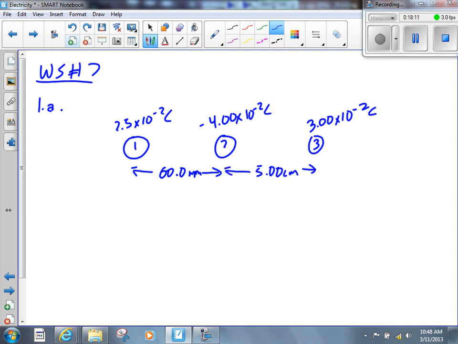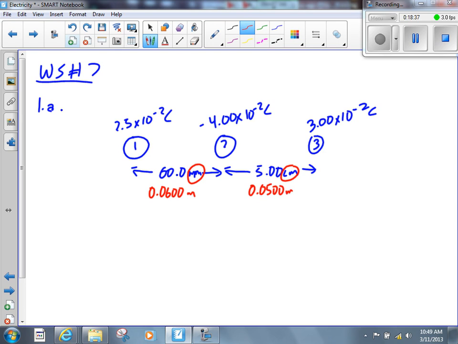We got a couple ugly things here with units. First of all, the fact that it's not meters. Second of all, the fact that it's different units. 60 millimeters converts to meters by dividing by 1,000, so it's going to be 0.0600 meters. 5 centimeters divided by 100, so it's going to be 0.0500 meters.